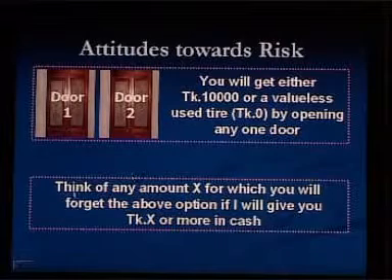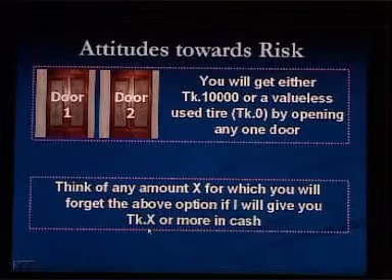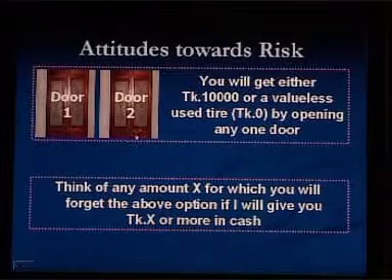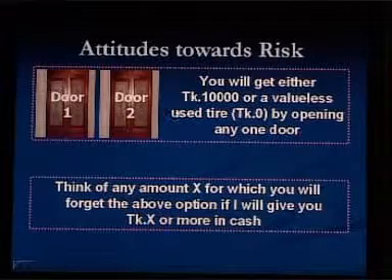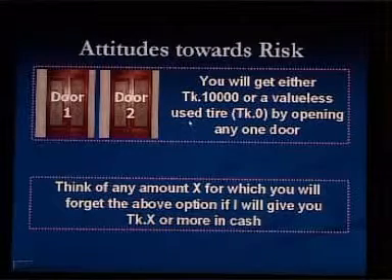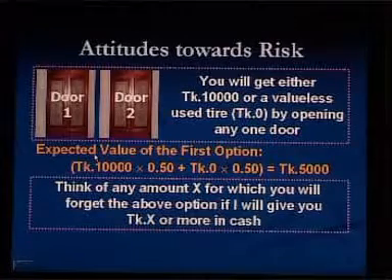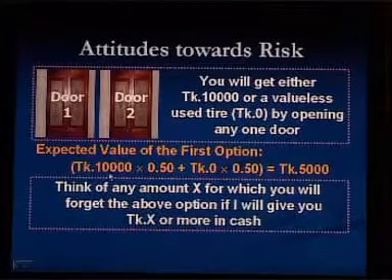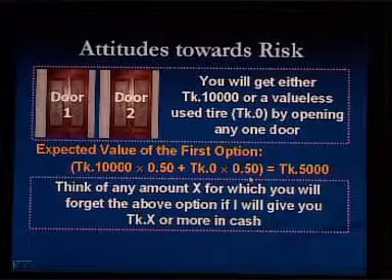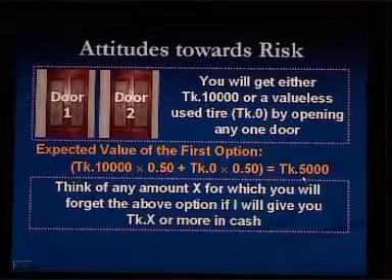So, in the second option basically it is certain because I am going to give you taka x in cash, but in the first option it is uncertain because if you open this door or this door, basically you have to take the risk either to get taka 10,000 or taka 0. So, in the first case, if we use the concept of probability, we find that the expected value of the first option is taka 10,000 into 0.50 and taka 0 into 0.50, because there is a 50% chance of getting money and 50% chance of getting no money. So, the expected value will be taka 5,000.